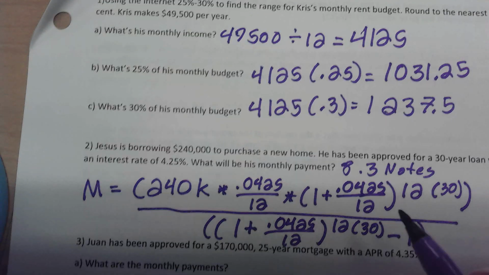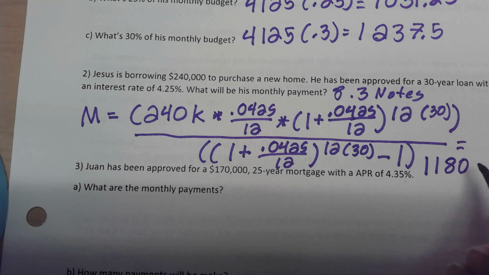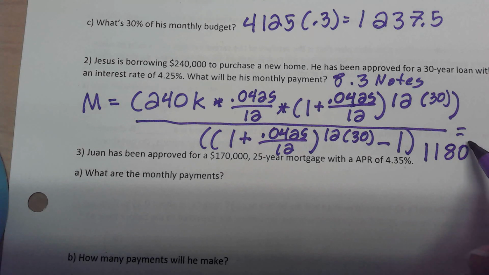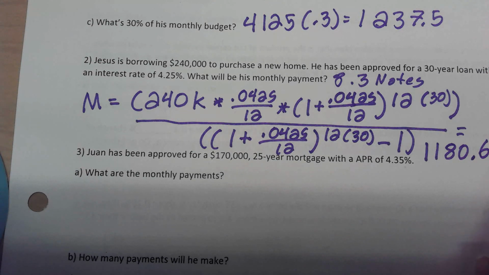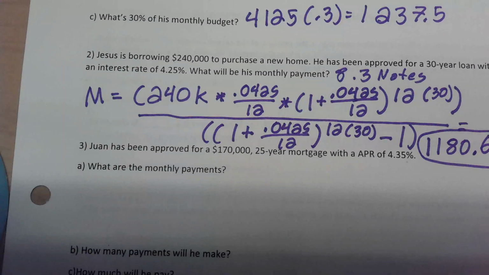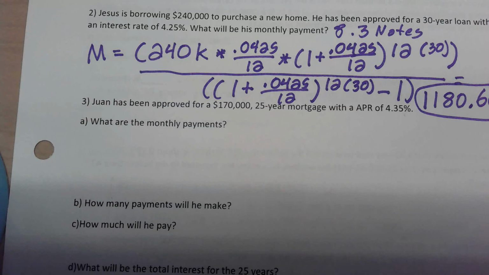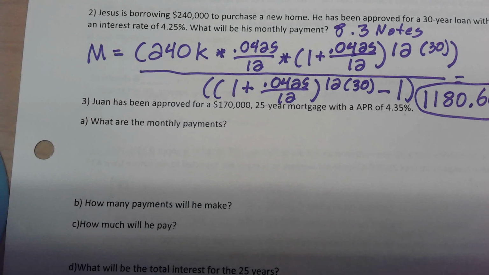Okay, so I got for the new monthly payment, I got $1,180, and it would be 66 cents. Remember, we round to the cents place. So that would be his new monthly payment. Okay. For number 3, we're going to do the same thing again.